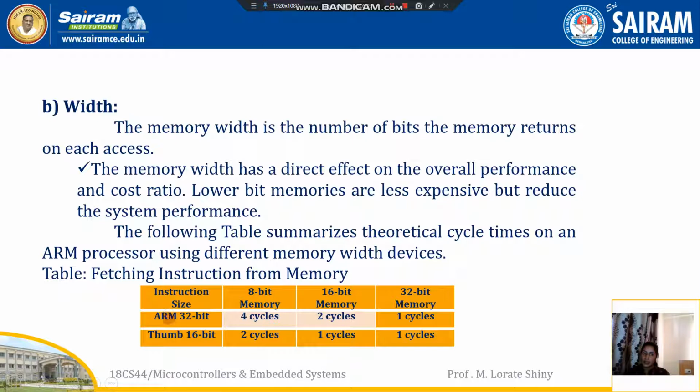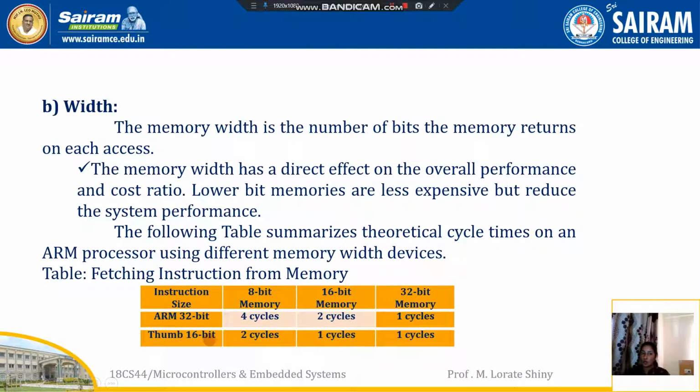We can see the following table in an embedded system. There are two modes, ARM mode and Thumb mode. ARM mode will be accessing 32-bit data and Thumb mode will be accessing 16-bit data. If the memory size is 8-bit, it means the width of the memory is 8-bit. To process the 32-bit data, it takes 4 cycles. If the memory is 16-bit wide, it takes two cycles to process the 32-bit data. If the memory is 32-bit, it takes only one cycle to process the 32-bit data.